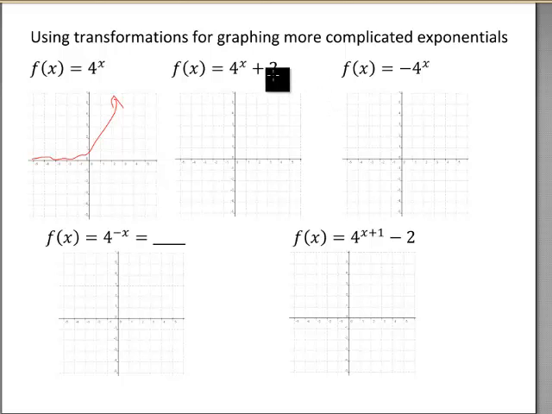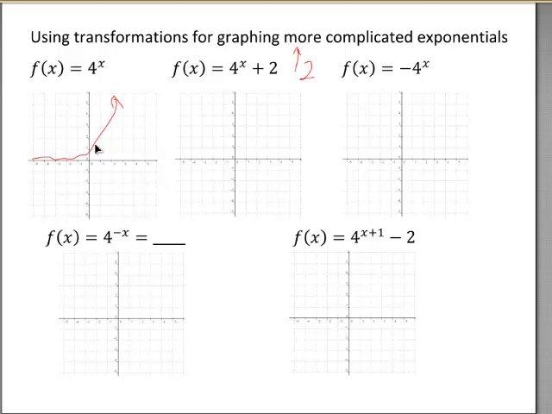And recall that when we add 2 to the output, we're making the outputs, or the y values, bigger by 2. So when you make the y values bigger by 2, you take all these y values that you used to have and shift them up. So this is a vertical shift up. Okay, so we're going up by 2.